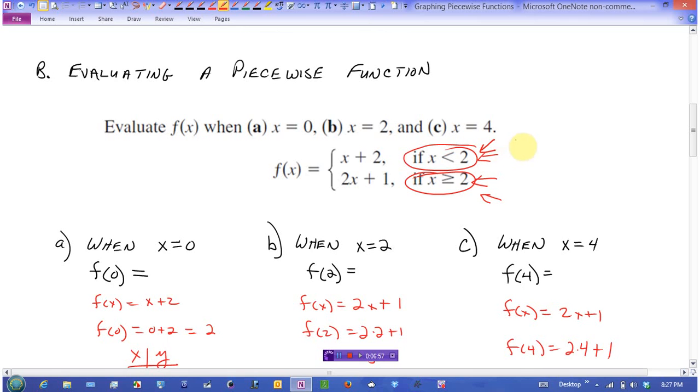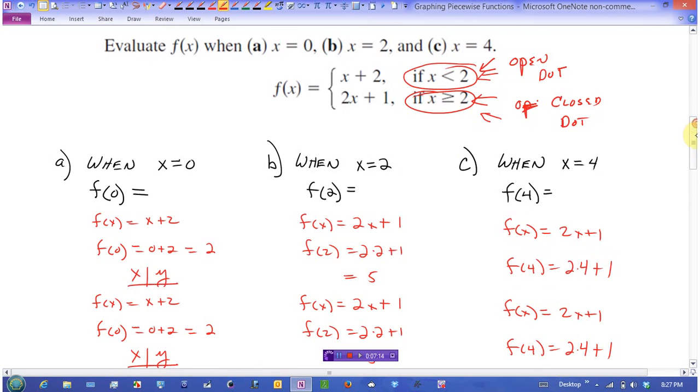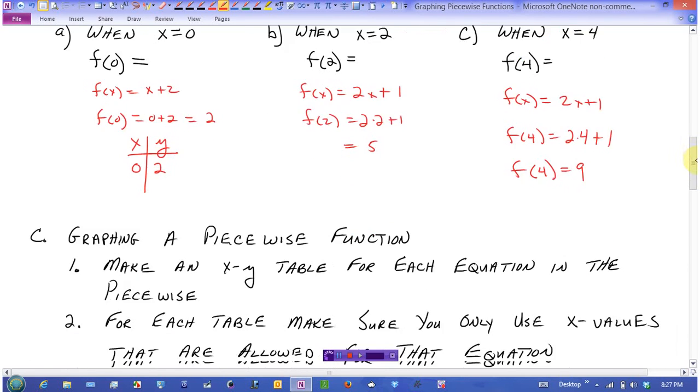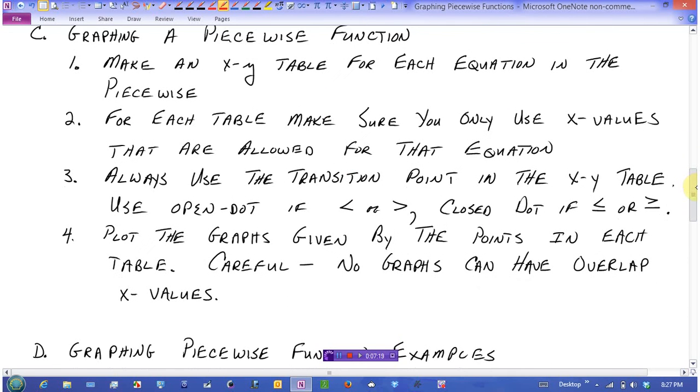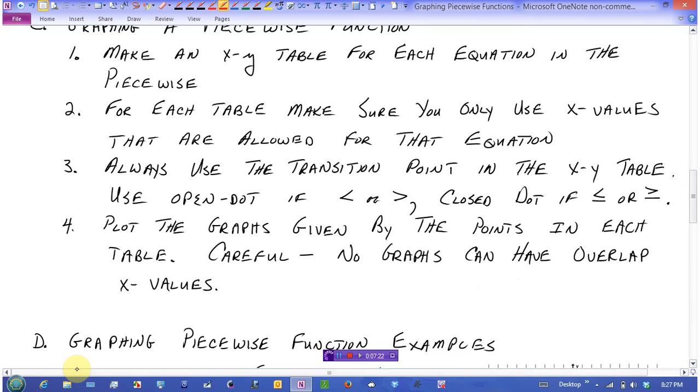I'm going to show it on the graph by using an open dot. For this one, where I plug in a value of x equal to 2, because of this equal to sign, when I plot it, I'm going to use a closed dot. So that's how I'm going to get around the fact that I'm plugging 2 into both equations. Then I'm going to plot those points, and remember that I cannot have the x values overlap on the graph because it still has to pass the vertical line test.